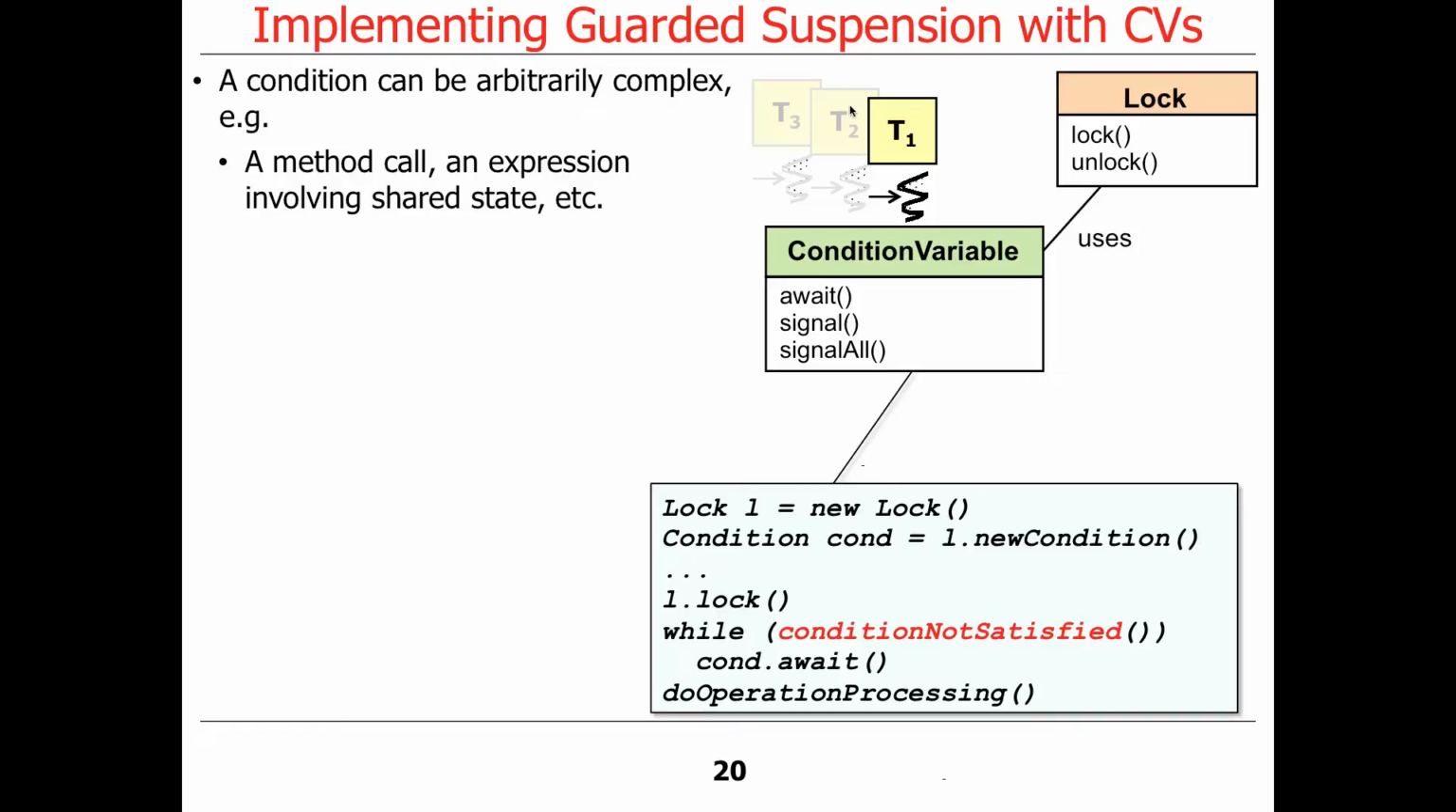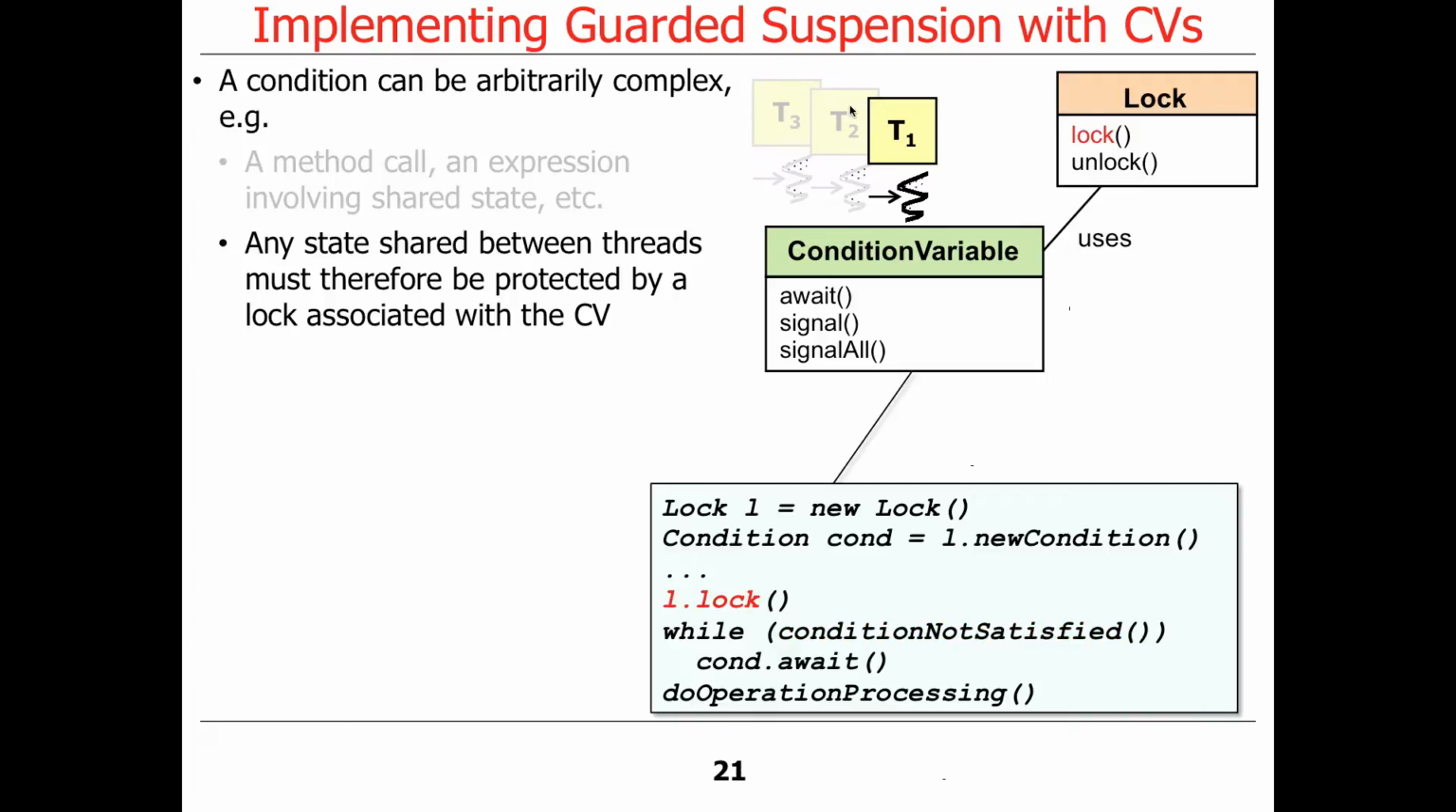These conditions, which are sometimes called predicates or condition expressions, can be arbitrarily complex. I show a method call here on the slide, but in fact, oftentimes they're just an expression, good old expression that you'd have in a loop, that involves shared state, variables, objects, whatever. So you can have whatever you need to do to check the condition. And that can be arbitrarily complex. Because it can be arbitrarily complex and because it can be shared, then it needs to be protected by a lock. And the lock has to be locked while the condition is being checked, as well as when we do the processing.